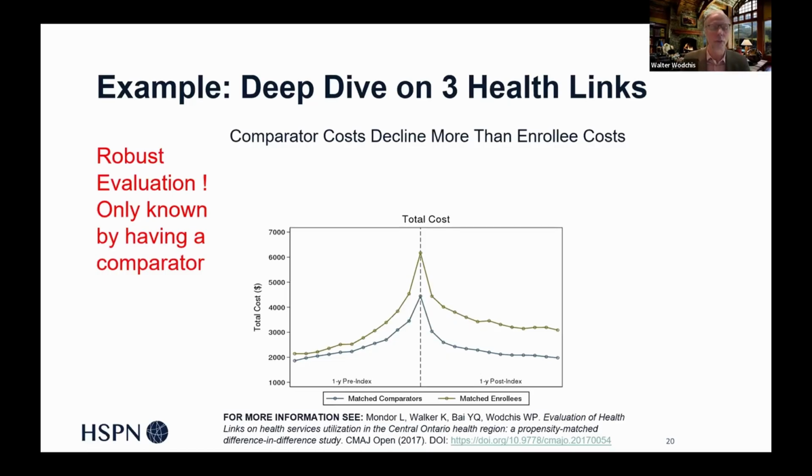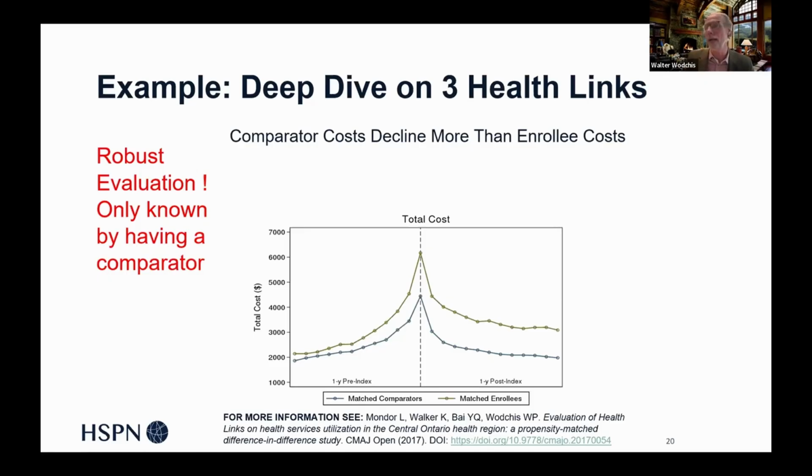And one of the rationales of the program was to improve coordination and reduce total system cost. And by having the comparator, we were able to see that while HealthLinks clients' care was reduced, it also happened to people who were not receiving care. It's a phenomenon we call regression to the mean, but it's emphasizing the importance that you need to do pre and post, but sometimes we really also need to have comparators to understand, and that's where the more rigorous designs come in. I just wanted to drop that in.